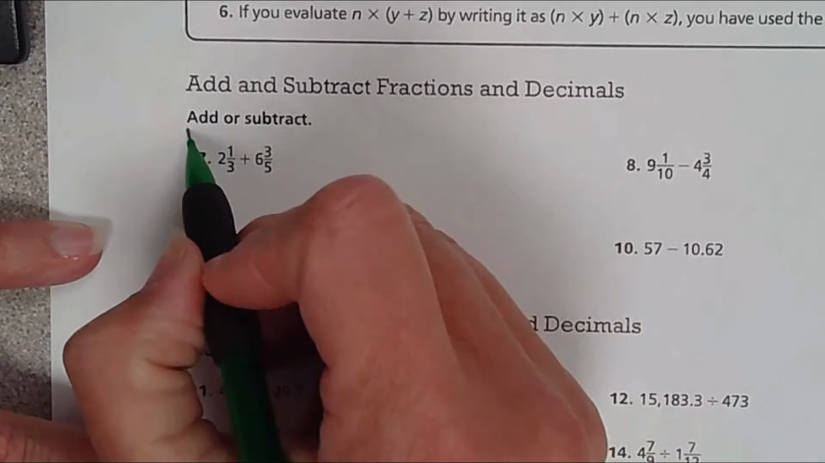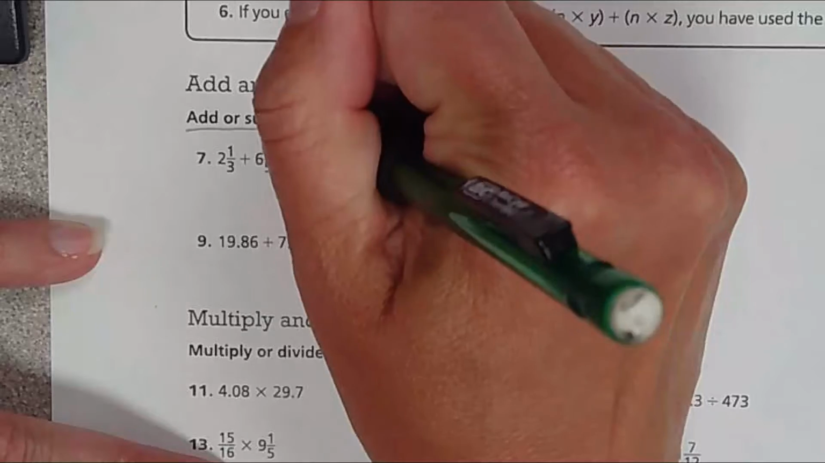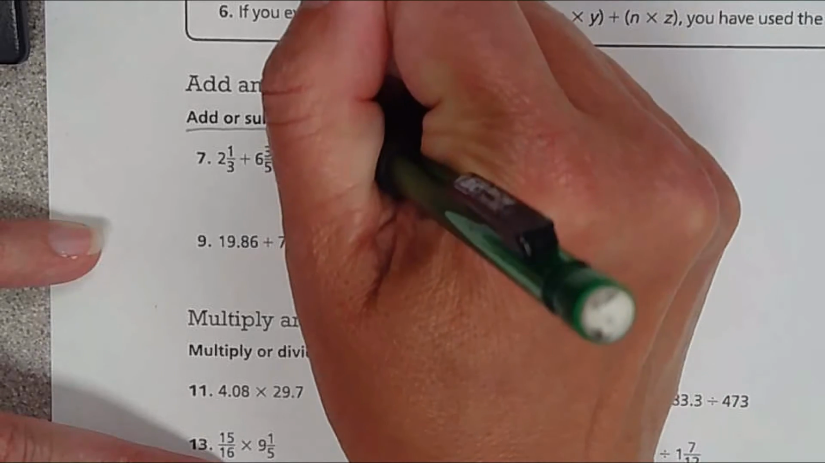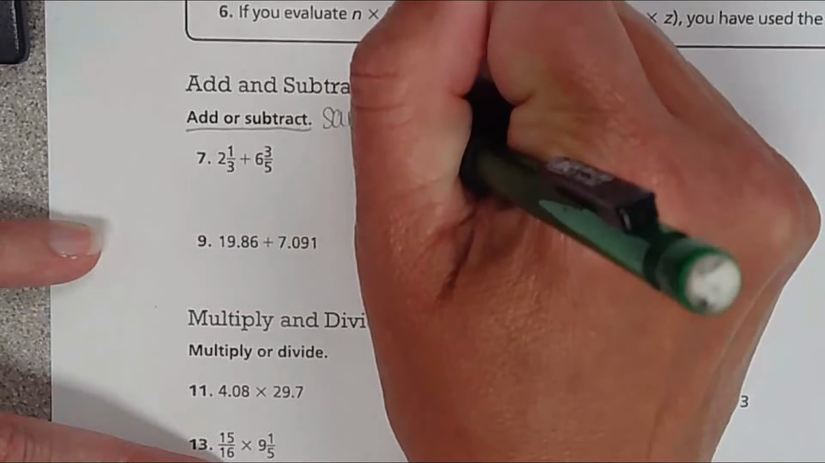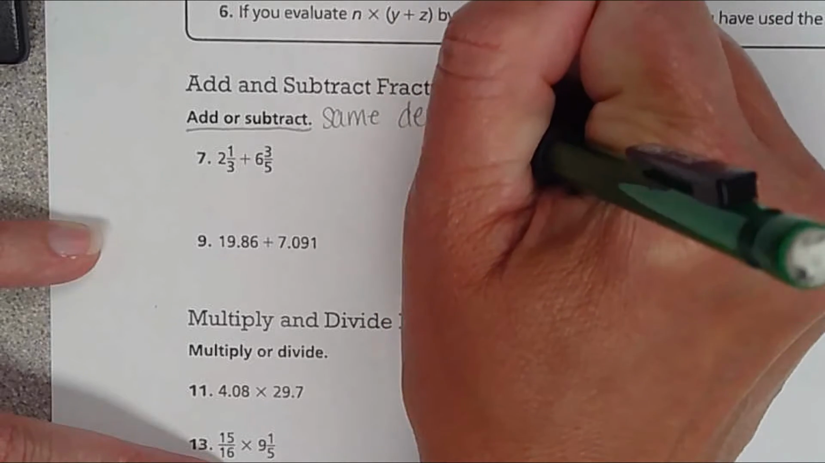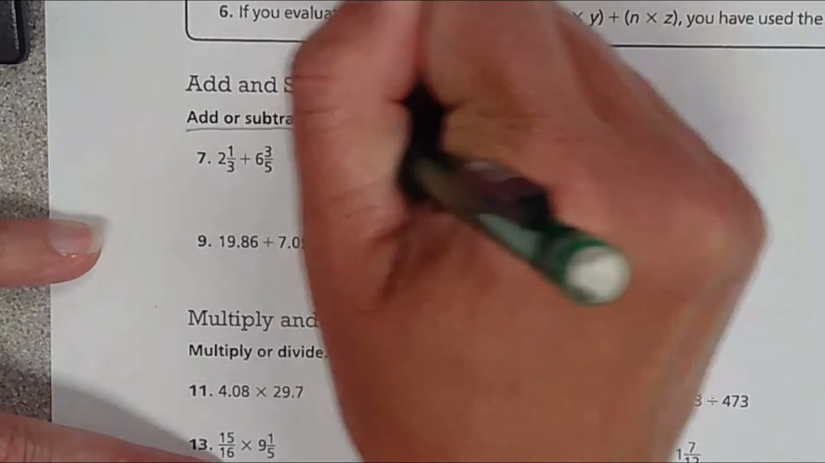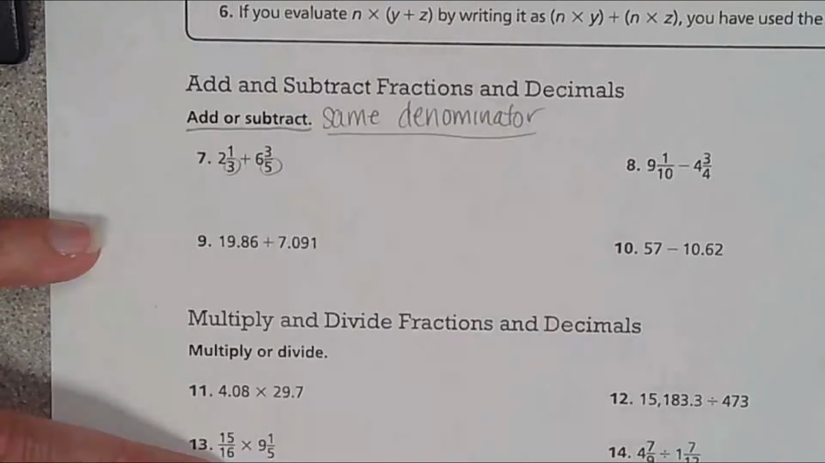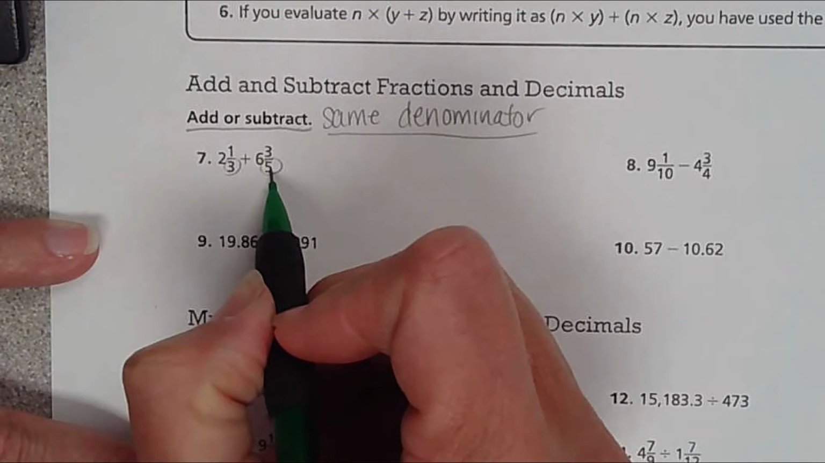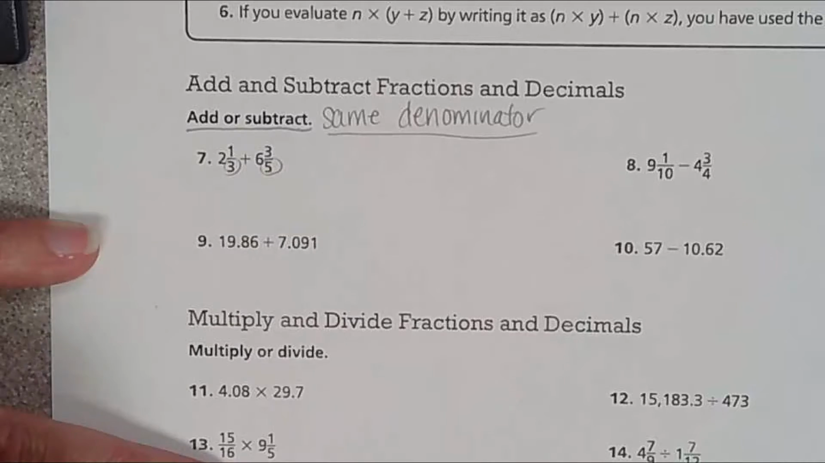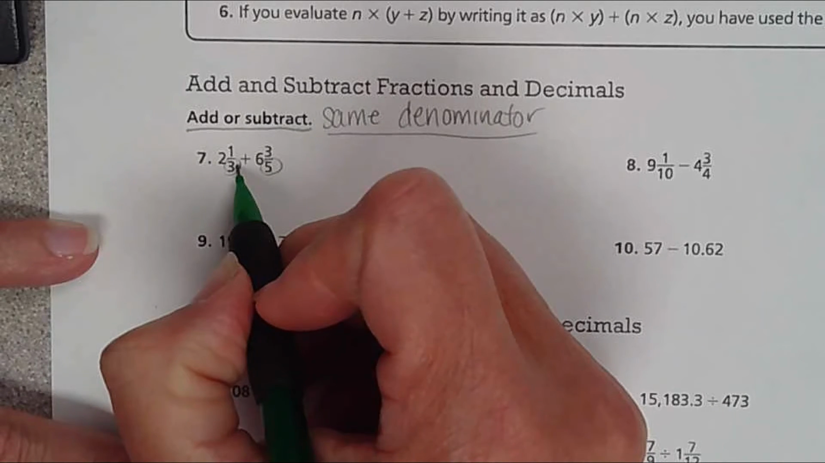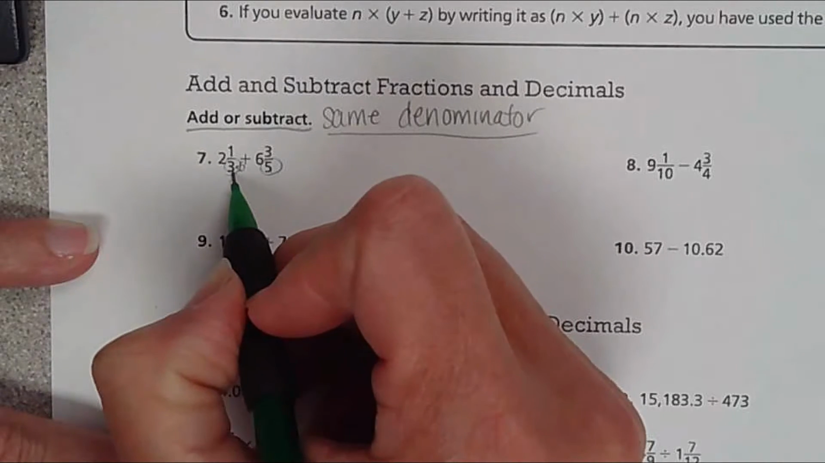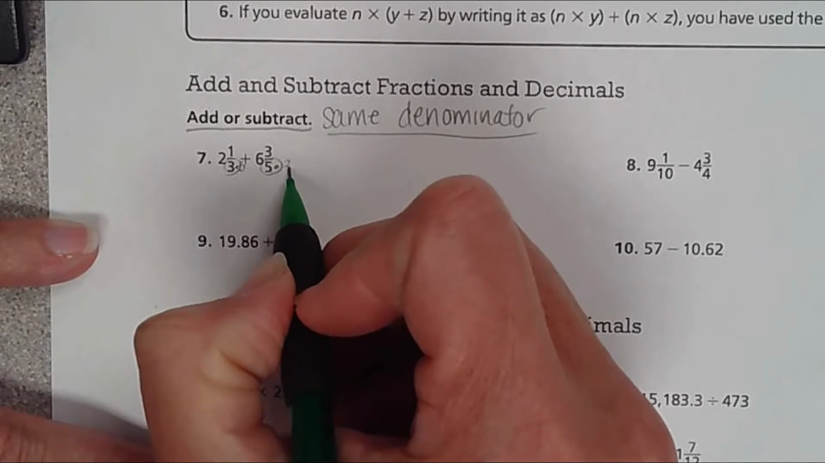Now, when you're adding and subtracting fractions, they need to have the same denominator. Okay, so in this case, we have a 3 and a 5. So those don't match. I have to make them match. So I need to take this number and put it to this number. So I'm going to say 3 times 5, because this is a 5, and 5 times 3.